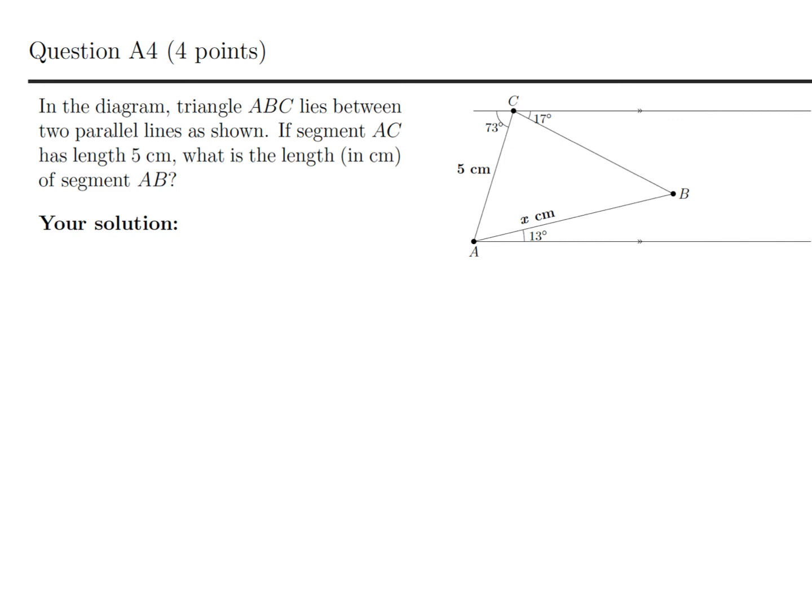In the diagram, triangle ABC lies between two parallel lines as shown. If segment AC has 5 as length, what is the segment AB? All right. Well, the first thing I think is we'll need to calculate this angle right here. So the total is 180. If that angle, let's call it X, then 73 plus 17 plus X would be 180. So that gives me X is equal to 90.